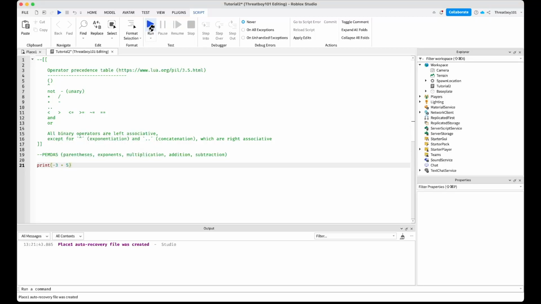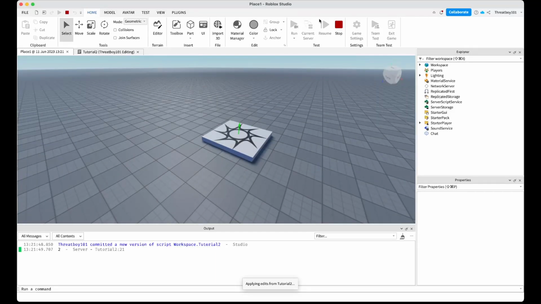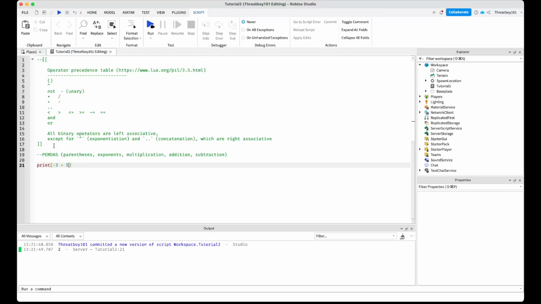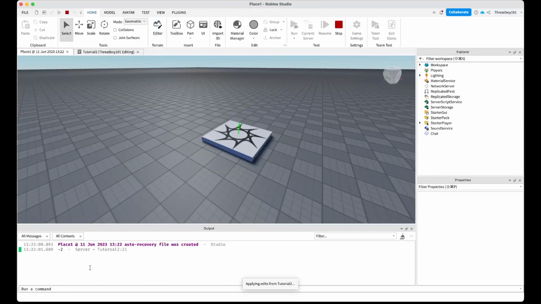So if I run this, we get 2. If I put the negative on 5, then we get -2.